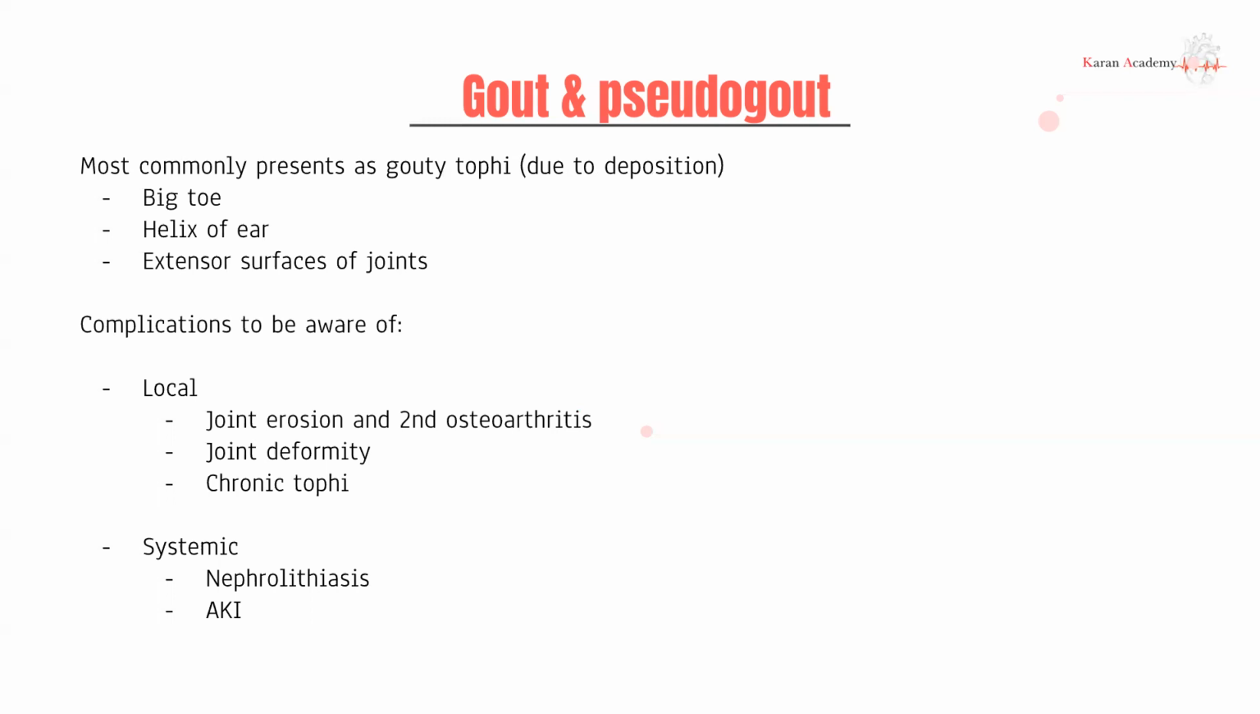Systemically, you can end up with nephrolithiasis with uric acid-based stones and acute kidney injury if the degree of that blockage is quite high, or if you have kind of a post-renal AKI.